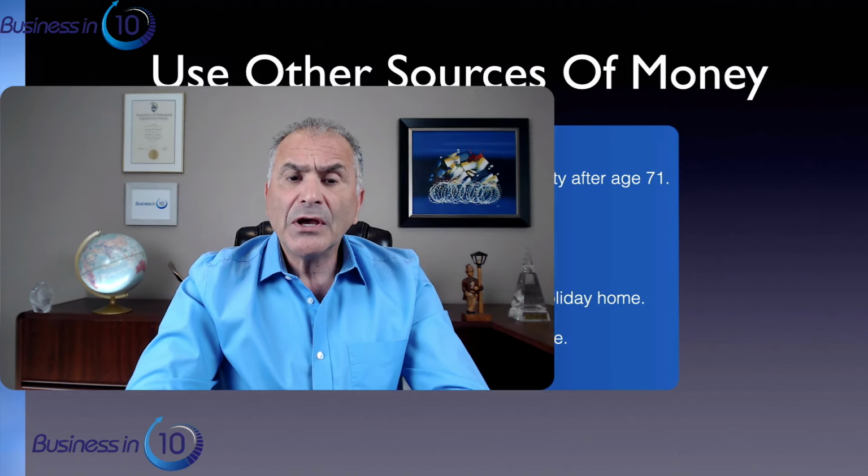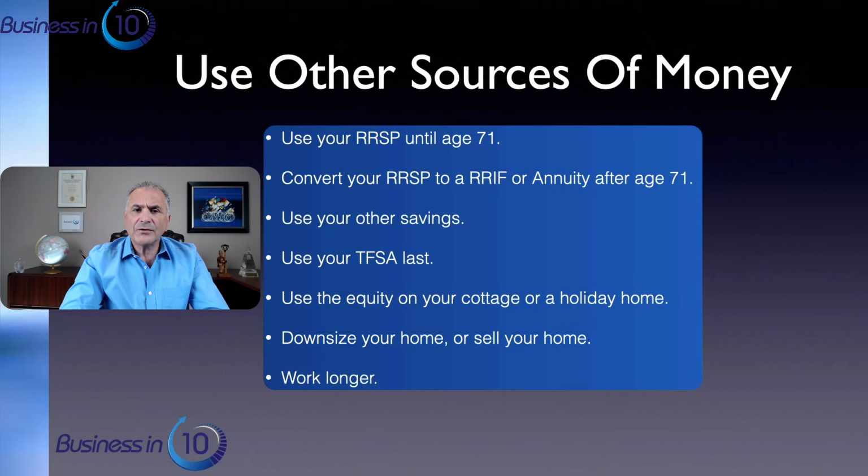And here is a summary. Use your savings to top off your CPP and OAS and your employer's pension if you have one. Use RRSP until age 71. Convert your RRSP to a RIF after age 71. Use other savings when you need them. Use TFSA last because of tax issues as we discussed earlier. And if you don't have enough money, then you may need to use the money from your cottage if you have one, downsize your home, or perhaps sell your home. And if this is not enough, then you probably have to work a little longer.